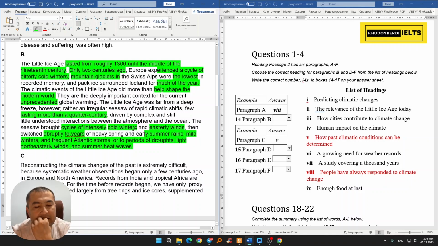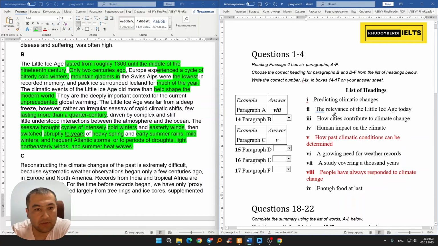Let's pay attention here. Only 2 centuries ago, it had happened. It was a cycle of bitterly cold winter, mountain glacier, and helped shape the modern world. However, the seesaw brought cycles of intensely cold winters and easterly winds, then switched abruptly to years of heavy spring, early summer rains, mild winters, frequent Atlantic storms, or to periods of droughts, light northeasterly winds, and summer heat waves. So let's try to do one more time.